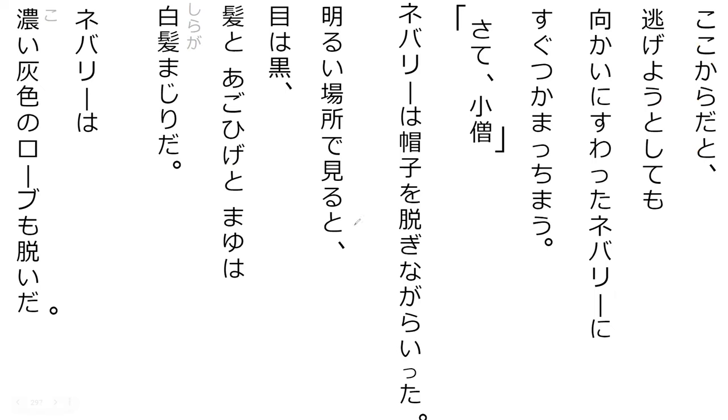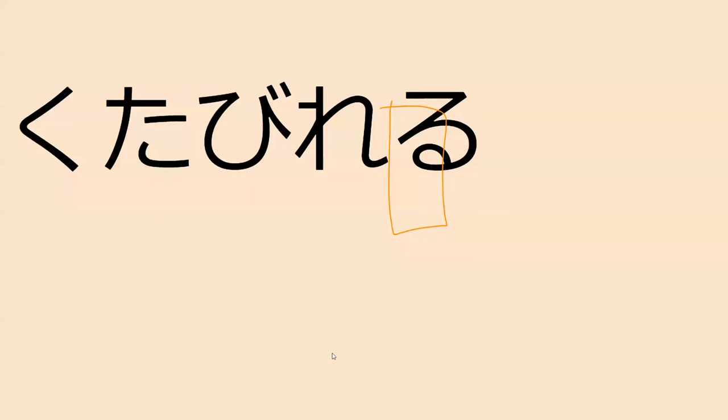How's this read? Nigeyo to. Perfect. And this guy? Basho. Perfect. And our last one on this page? Boshi o nugi. So this right here, kutabireru, basically means to be worn down, like old clothing, for example. Kutabireru.